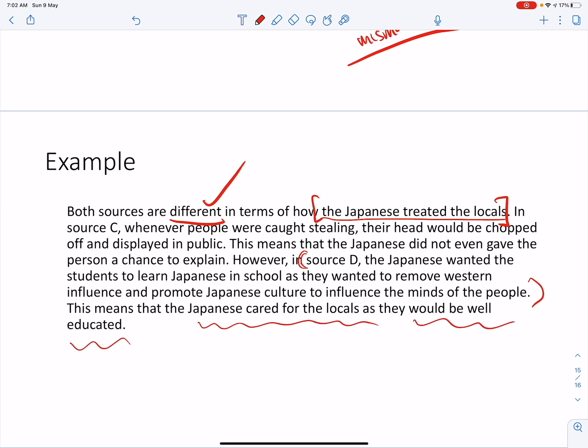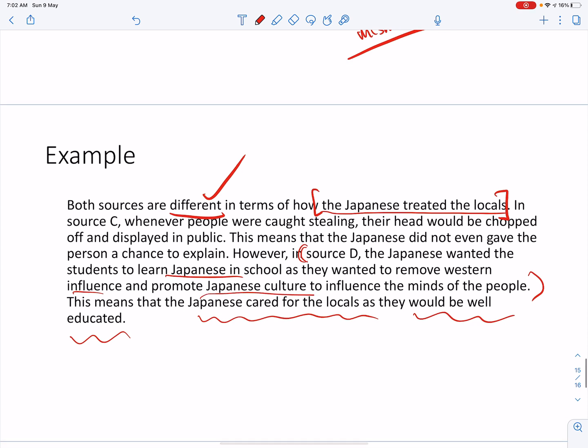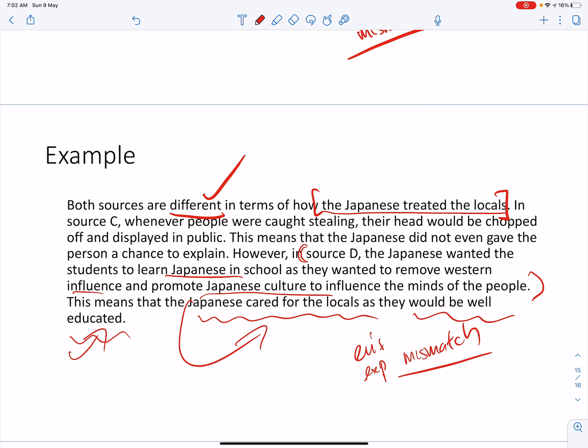Alright, it's not so much that they cared, but they are forcing the locals to learn it, right? So you cannot say that because you learn Japanese, you remove Western influence and promote Japanese culture, this implies that you care, right? Again, this is quite subjective to what exactly is care, what exactly is well educated. So again, the evidence plus explanation is a mismatch. All right, it's too far-fetched to have this explanation based on this evidence.